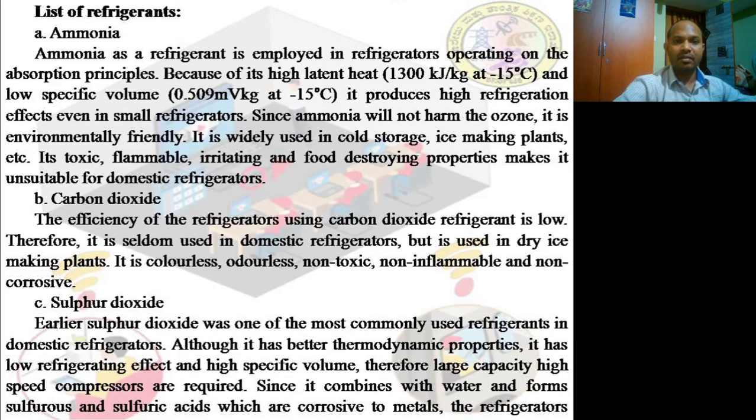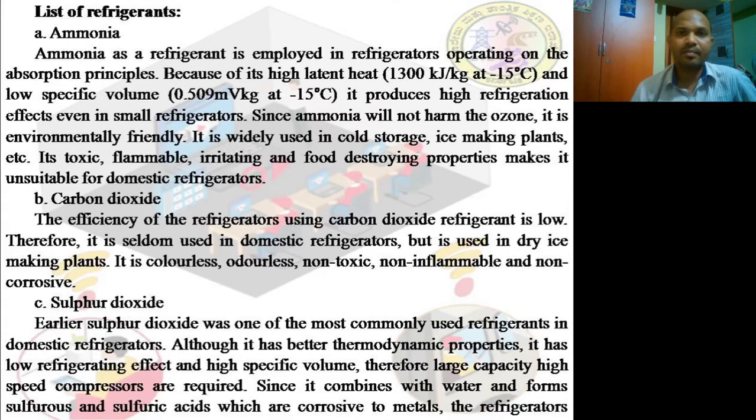But its toxic, flammable, irritating, and food destroying properties make it unsuitable for domestic refrigerators. Though it is only a bit toxic, that makes ammonia not used in domestic refrigeration systems. Is that clear? Then carbon dioxide is used as one of the advanced refrigerants in refrigeration systems because it is non-toxic, odorless and colorless, non-flammable and non-corrosive in nature.